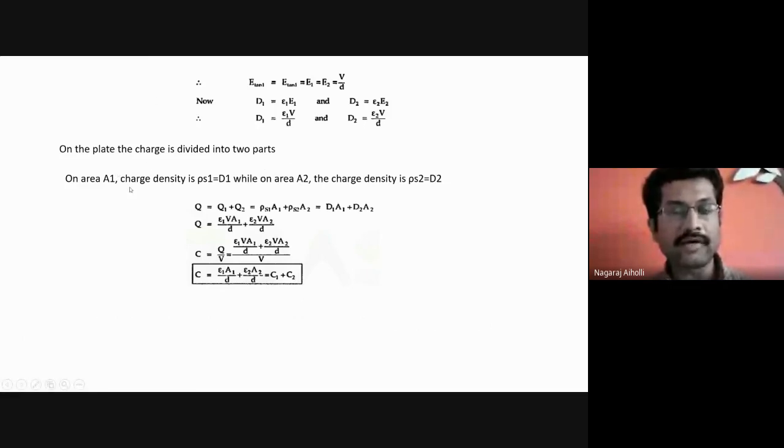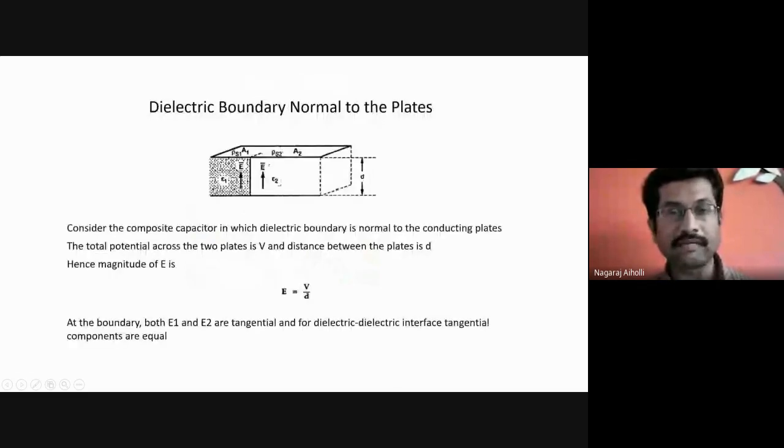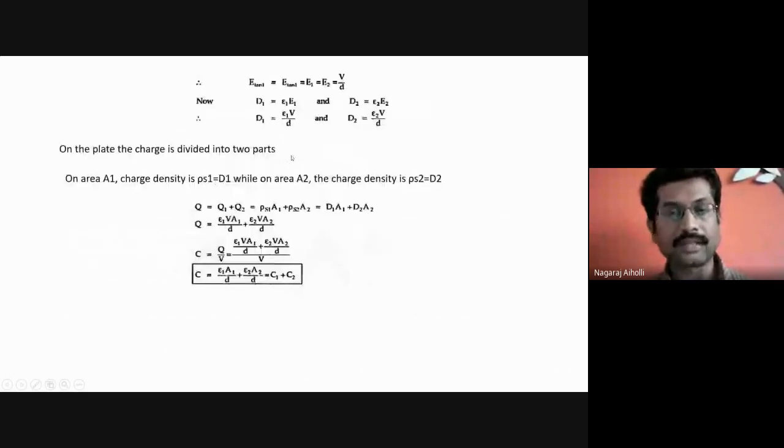On area A1, the surface charge density is rho S1. On area A2, the surface charge density is rho S2. Right? On the A1 plate, rho S1 is equal to D1, and on the plate with area A2, the charge density rho S2 is equal to D2. Therefore, we have the total charge Q given by Q1 plus Q2.